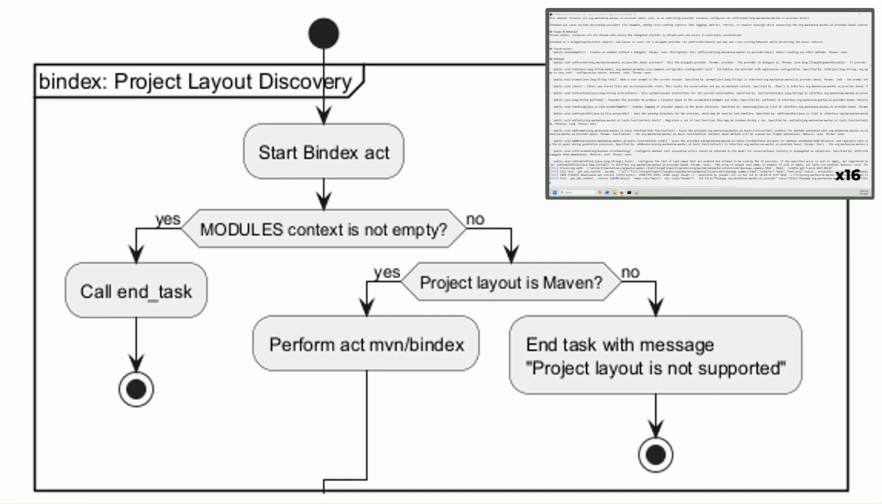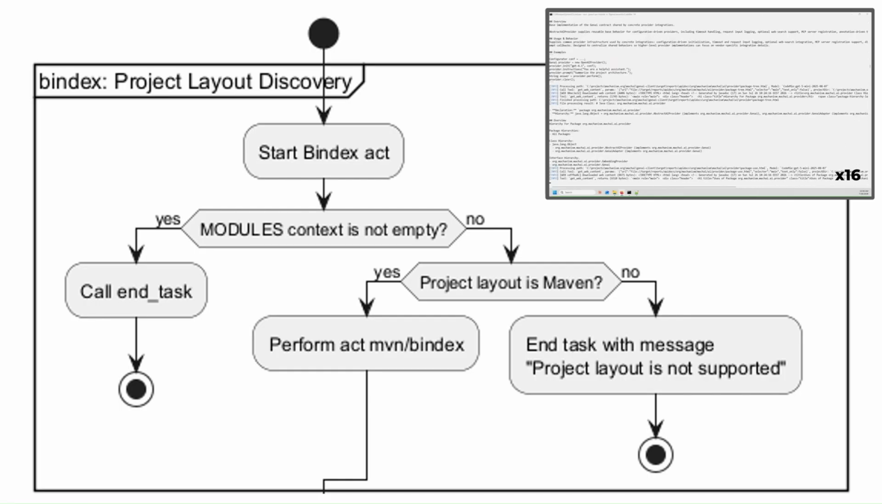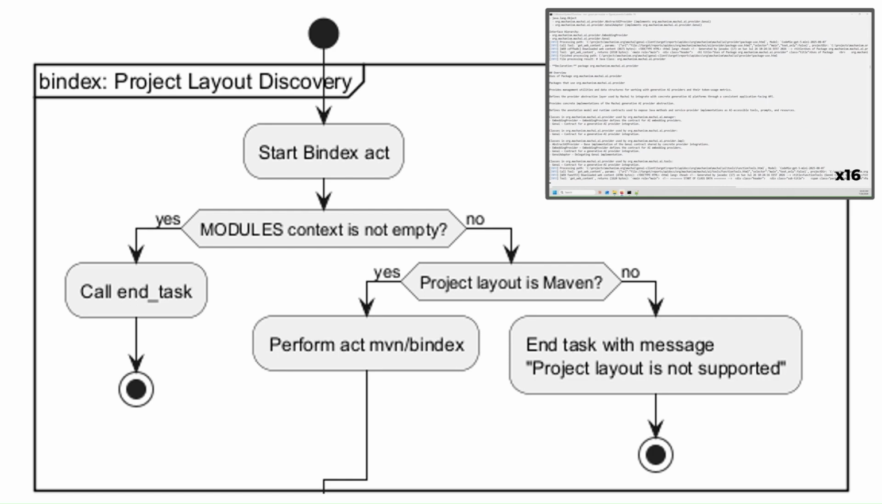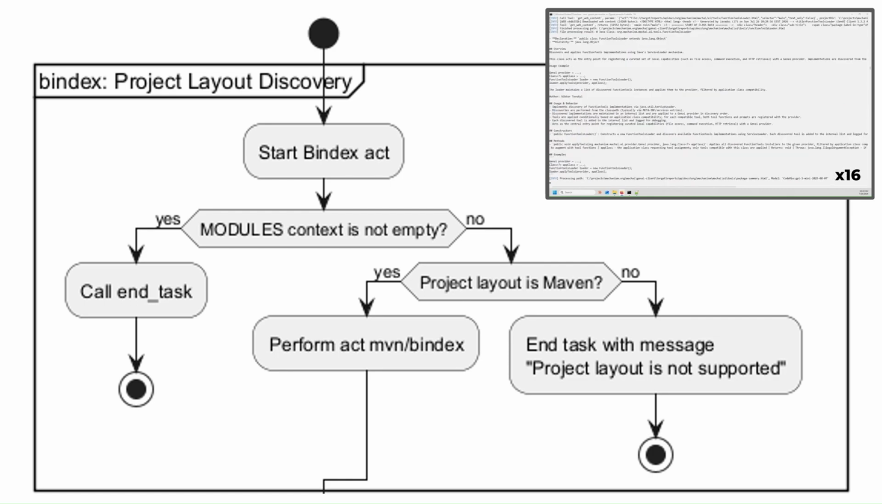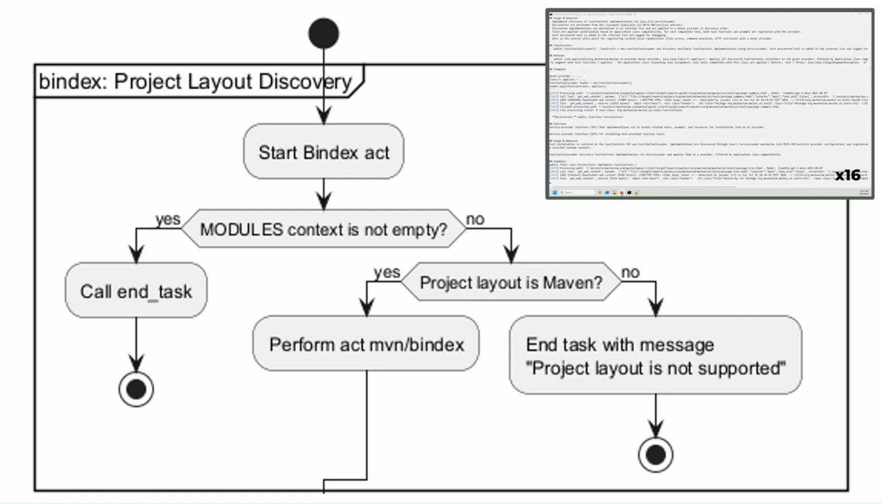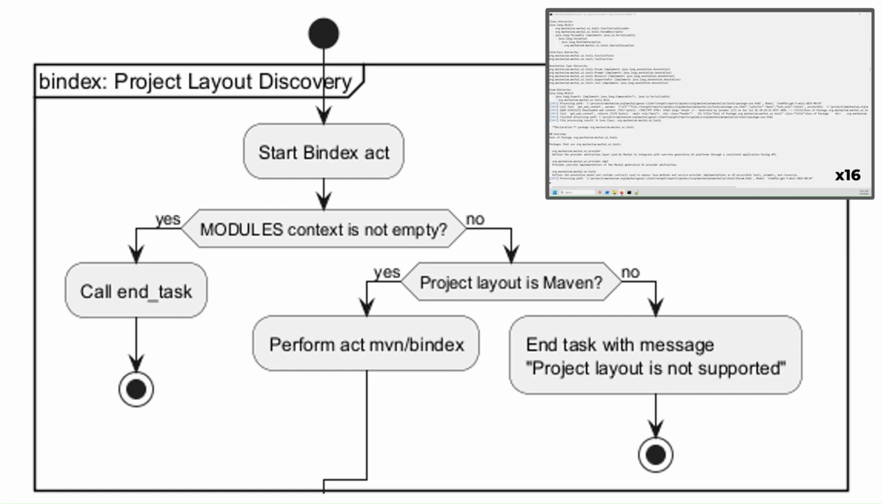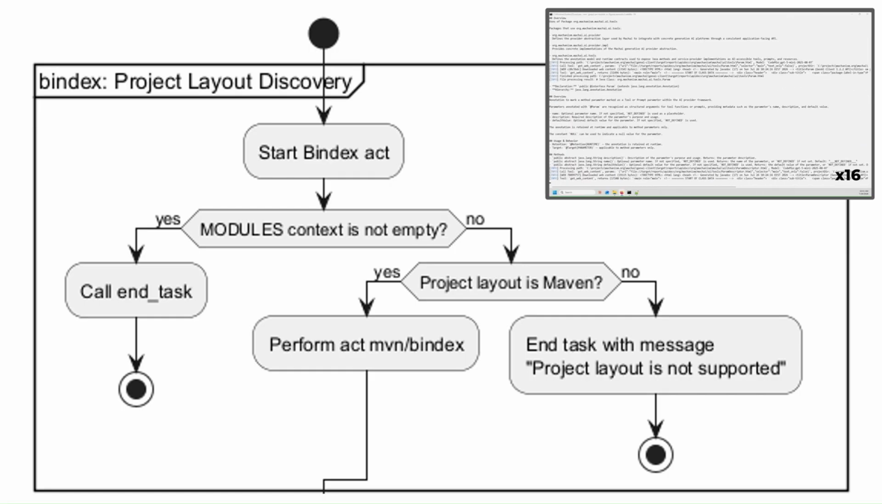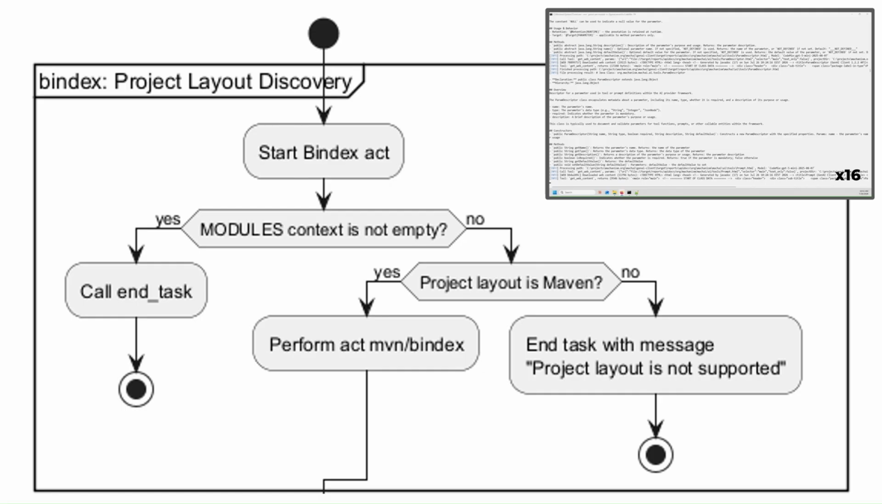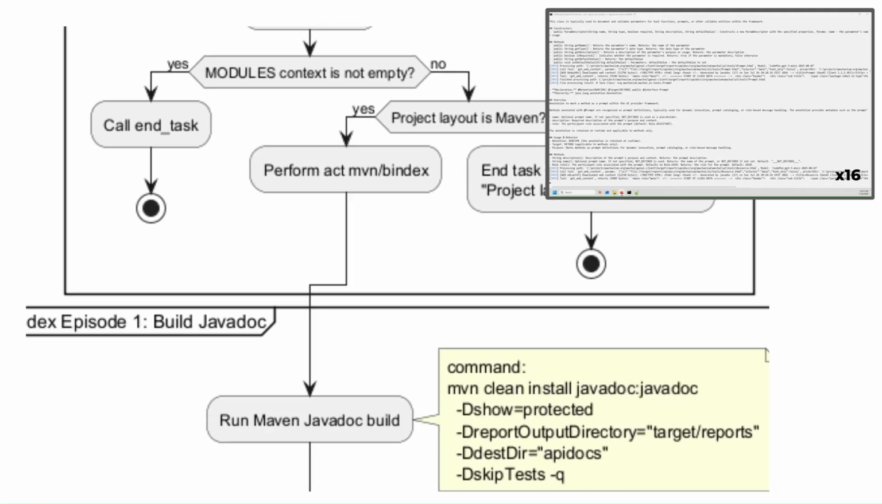Since this version of bindex supports only Maven projects, detecting a Maven structure transitions us directly to the core mvn/bindex indexing action. If any other build system is detected, the pipeline safely terminates, ending the task with a clear message: project layout is not supported.